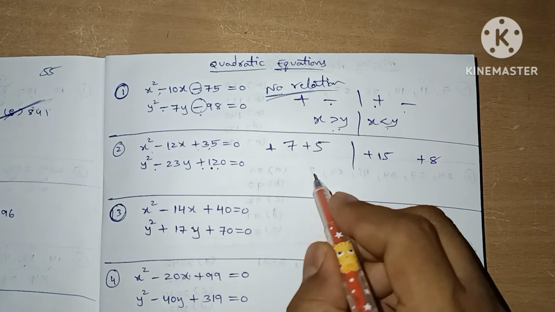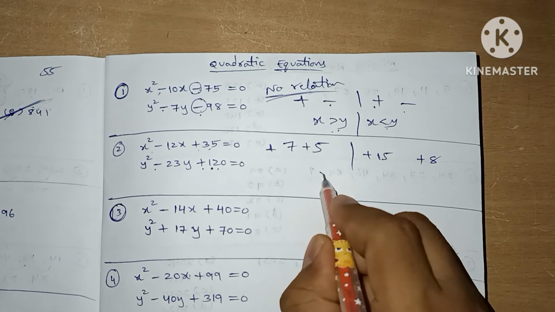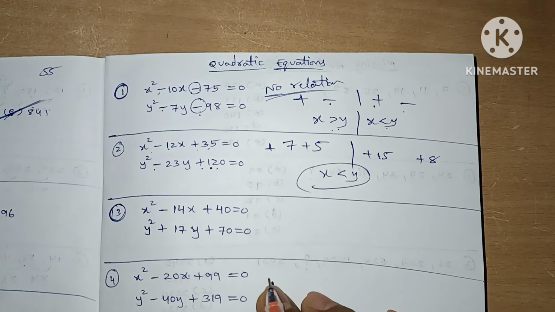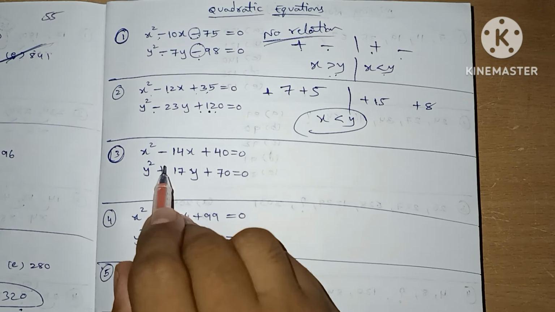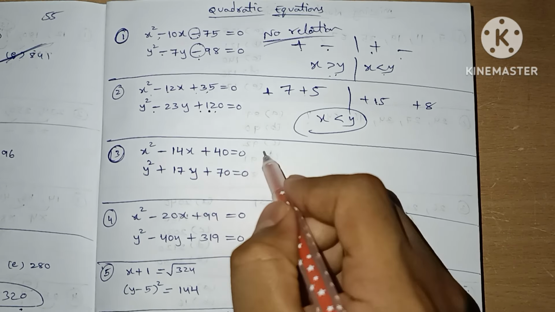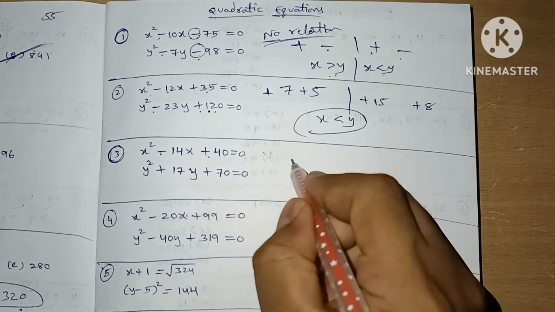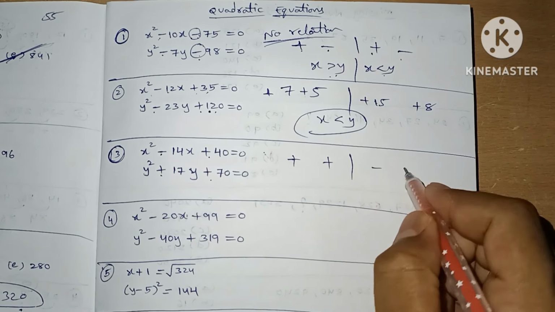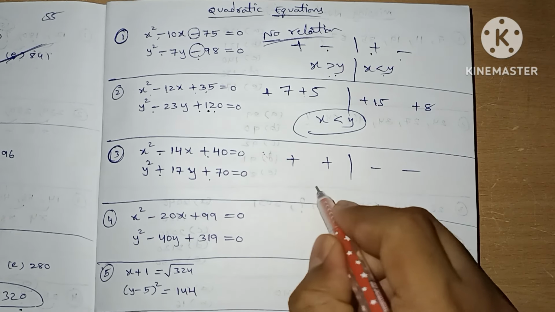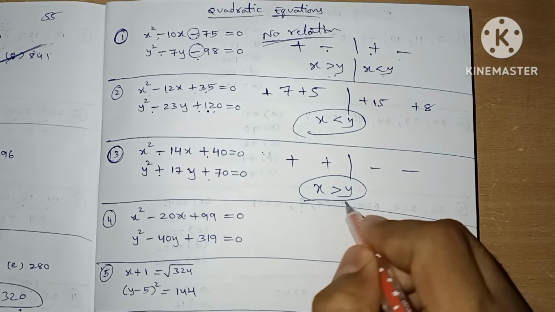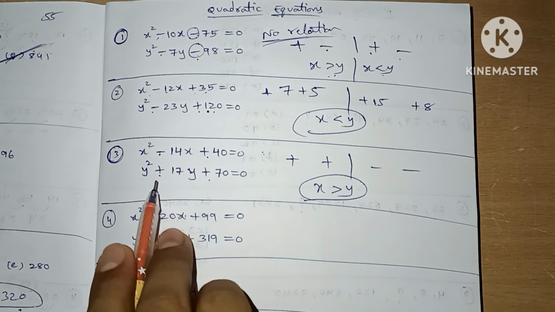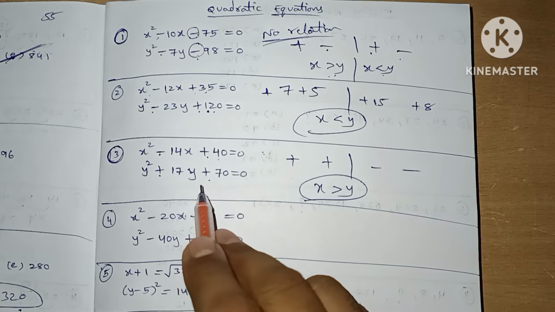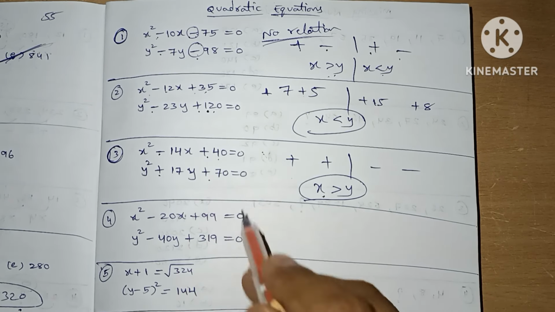So by comparing these two it is clear that x is lesser than y. Okay, next here in this question we see minus and plus means both the roots are in positive sign. Here plus and minus means both the roots are in negative sign. Now by comparing these two it is clear that x is greater than y. So there is no need to find the roots. With the sign of the roots we can find the answer for this question.